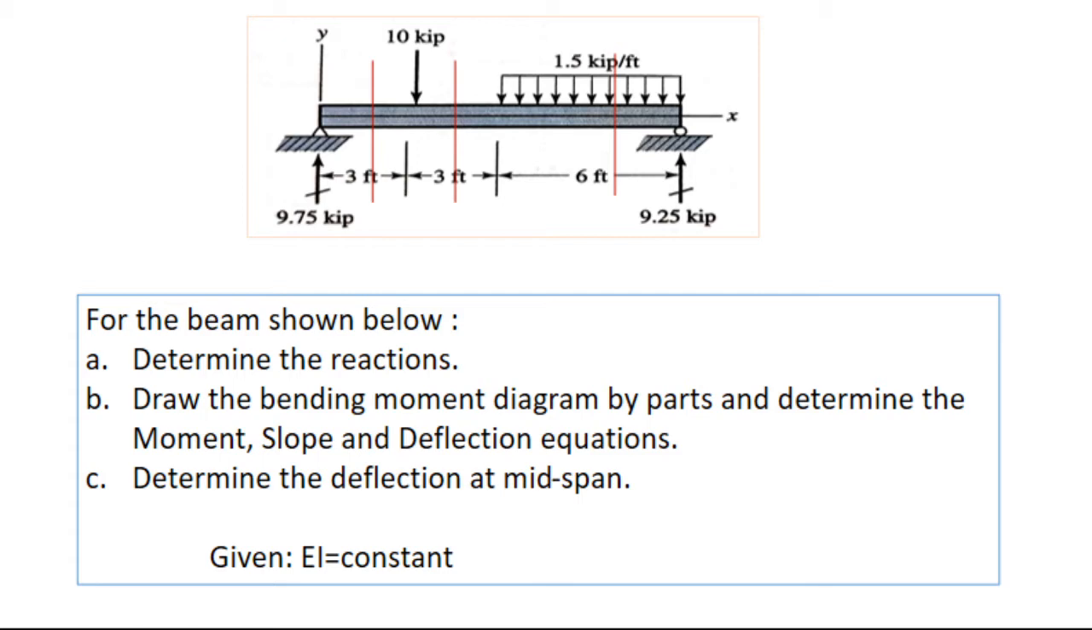Instead of that, you can write one moment expression considering one section towards the end of the beam. That means if we take one section here only, then we can write the moment expression using the singularity function. Then it will represent the moment expression for this section, this section, and this section. Let's see how we can do that.